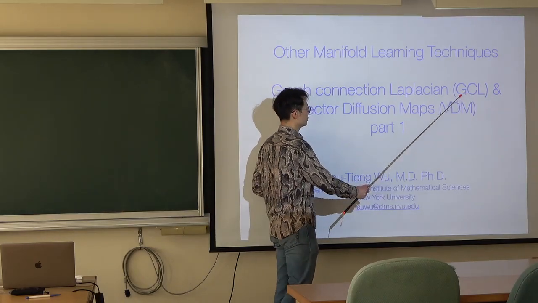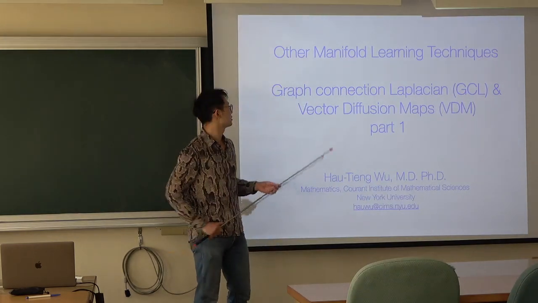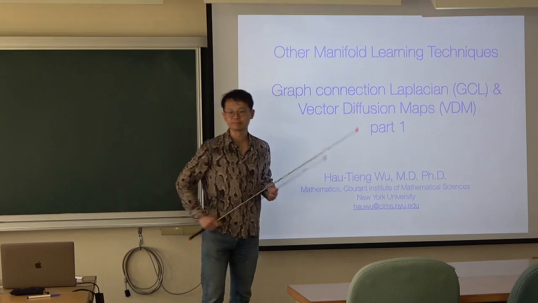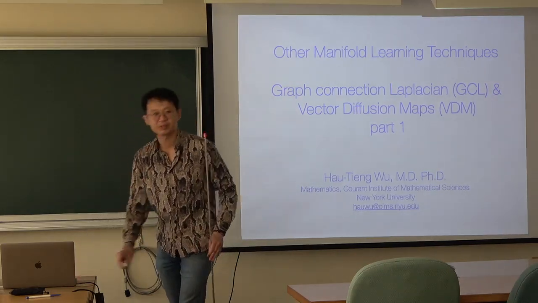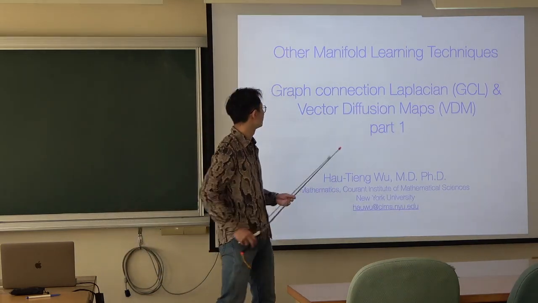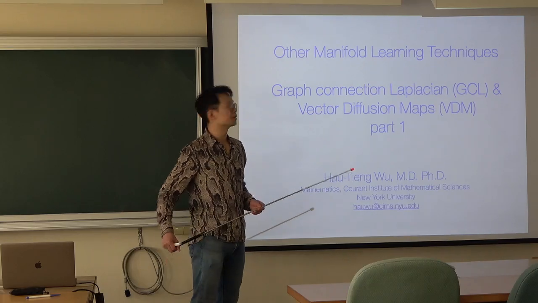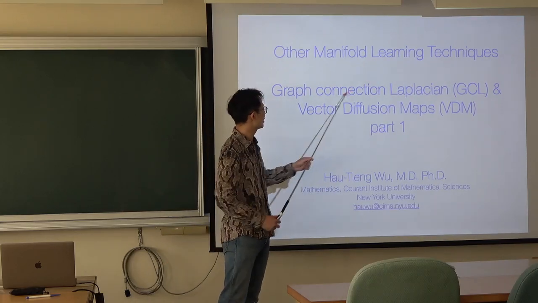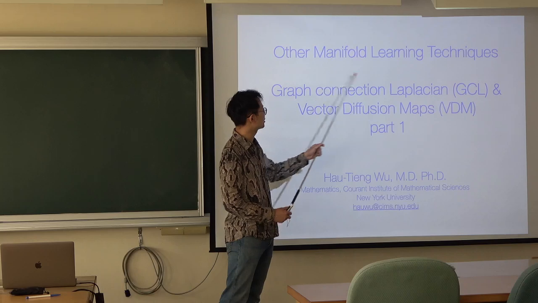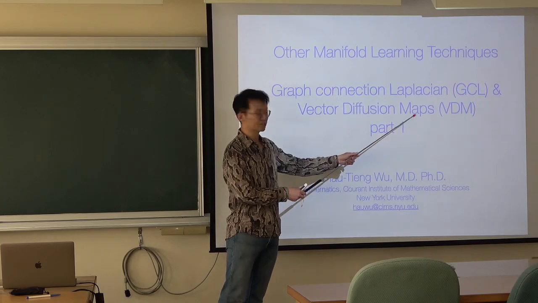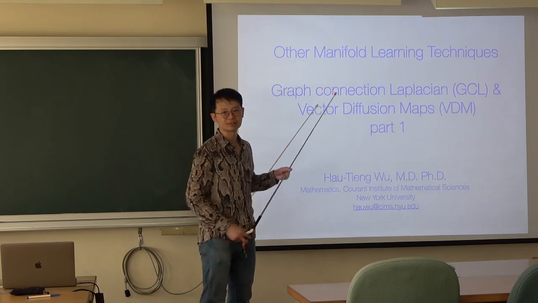Graph connection Laplacian, GCL, and the vector diffusion maps, VDM. This is something you may have already seen before, or something very similar: the graph Laplacian. Now we have an added term called connection, and we saw diffusion maps, and we have an added term, vector.